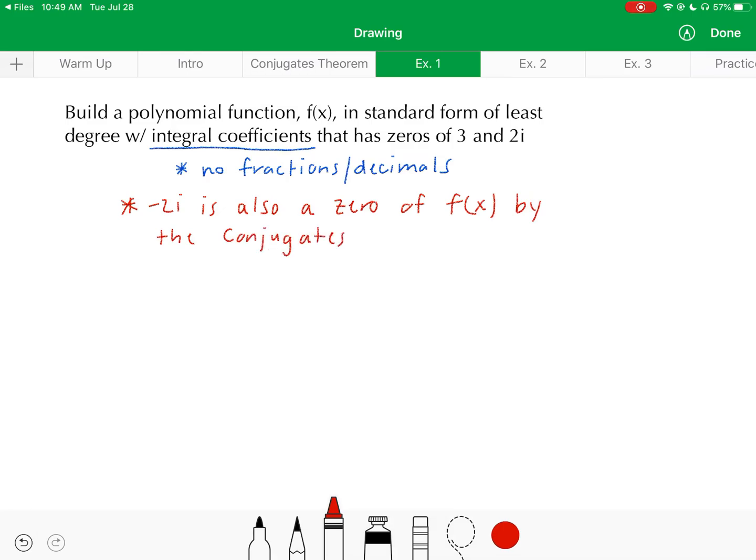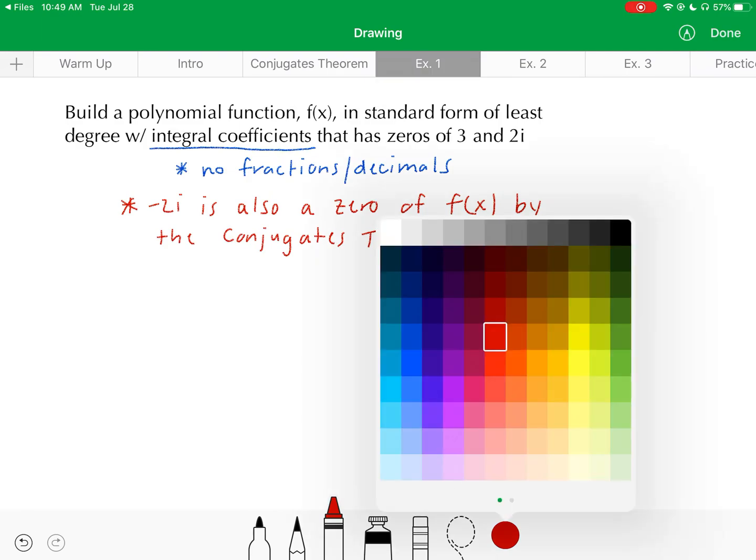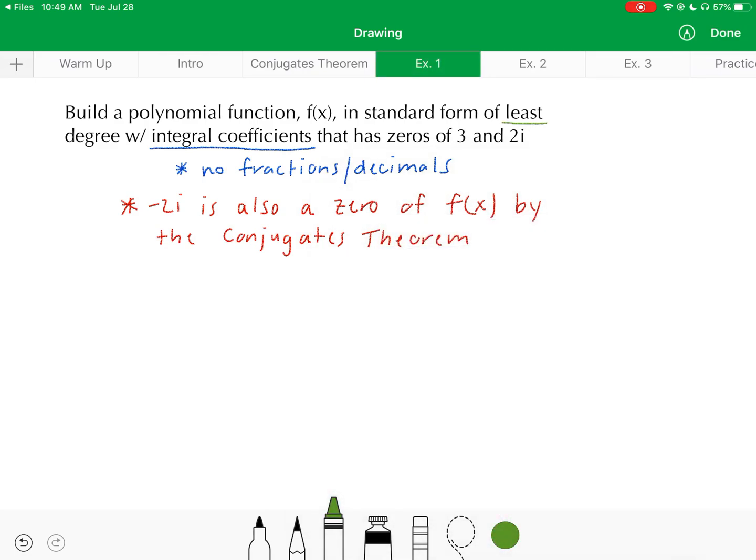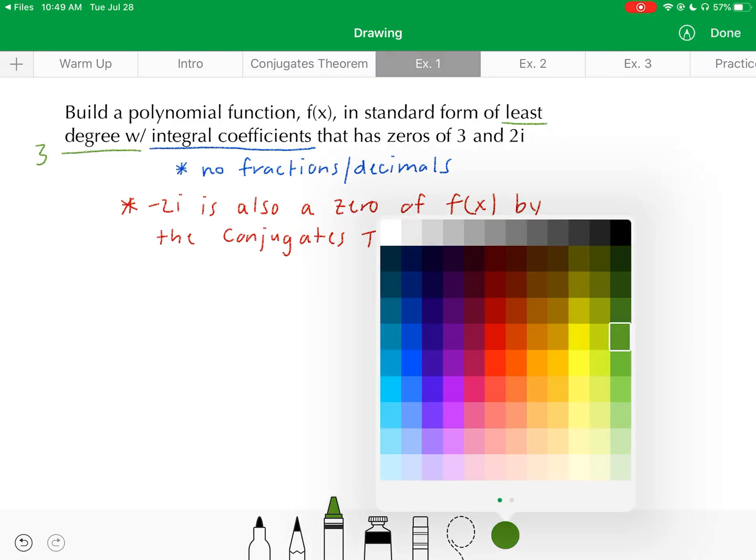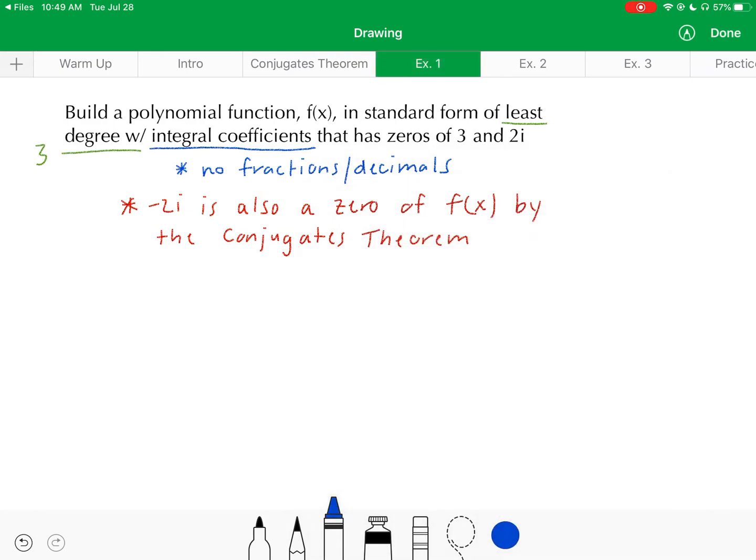All right, so technically there's 3 zeros to this function, and if there are 3 zeros, then that means the least degree right here in the directions would have to be a degree of 3, okay? Because the number of zeros should match the degree. All right, so we start to build the function f of x in its factored form.